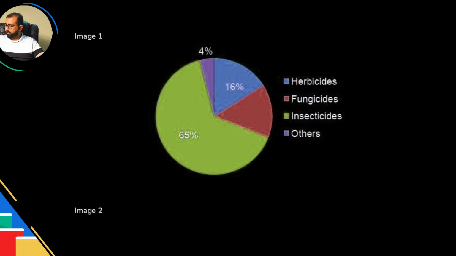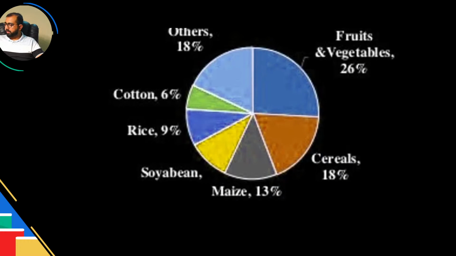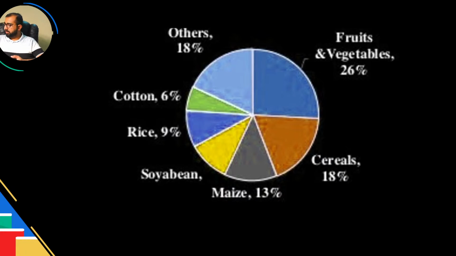Alright, so first of all, we have to see that herbicides are 16, this is 4, that's 65. So you add everything up, that is I think 85. So this one is 15%. That's one of the answers. Similarly over here, we add everything up: 6 plus 18 plus 9 plus 13 plus 18 plus 26. That's 90%, minus from 100, that's 10% soybean. So that's easy.